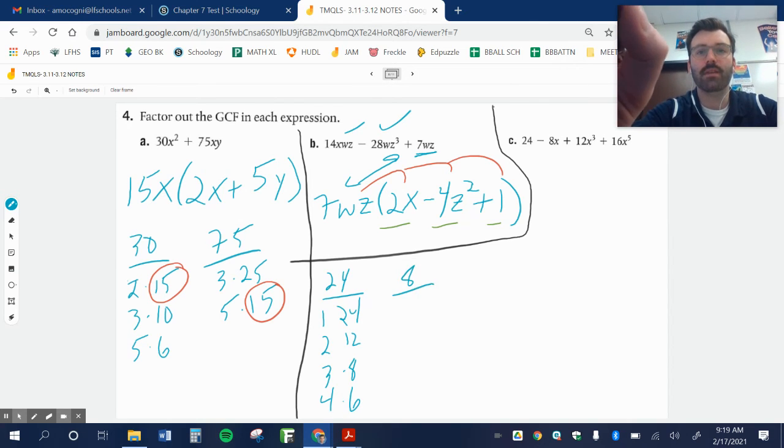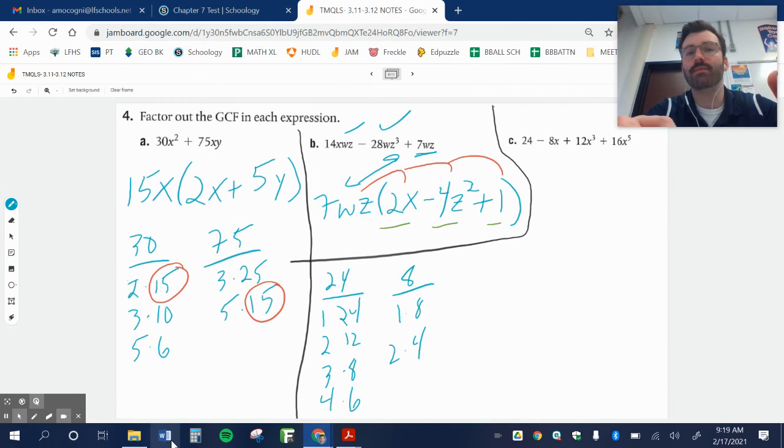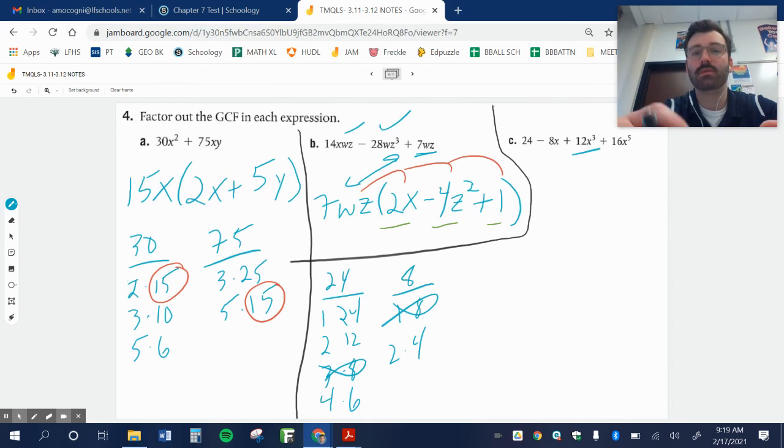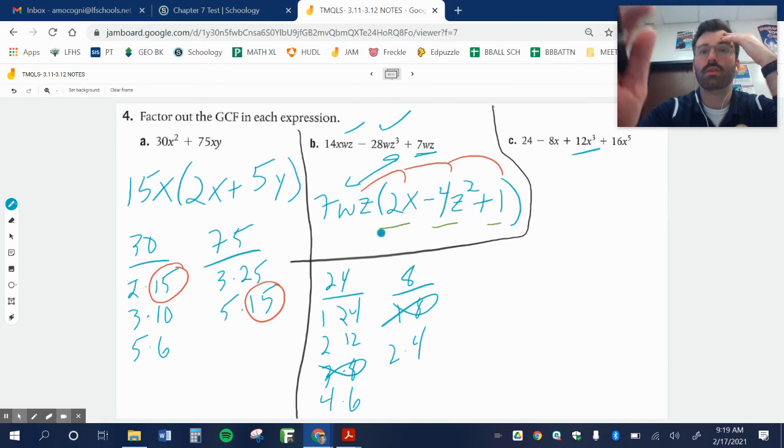Keep going. Factors of 8: 1 and 8, 2 and 4. Now, this should be a dead giveaway to us that the only factors they share are 8, 2, and 4. I want to be thinking about, all right, it can't be 8. Why? It can't be 8 because 8 doesn't go into 12. So I should be thinking to myself, okay, it can either be 2 or 4.